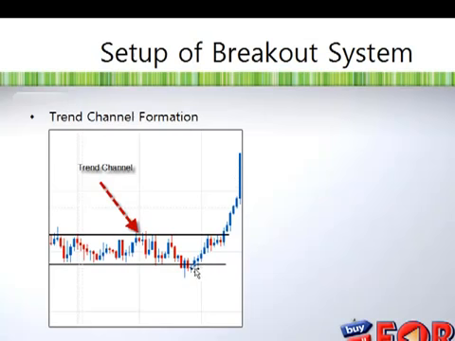Some of you will think, there's a breakout here, why didn't you enter a trade? Basically, there's a way to check whether the breakout is valid or not.